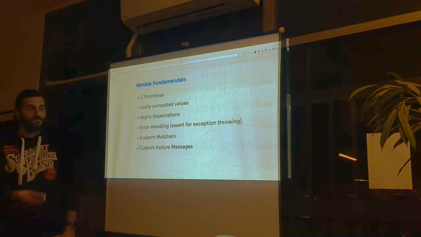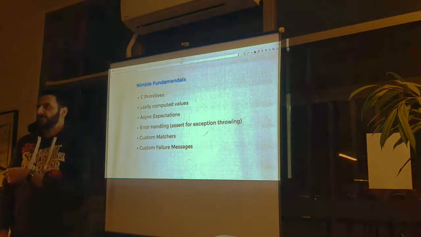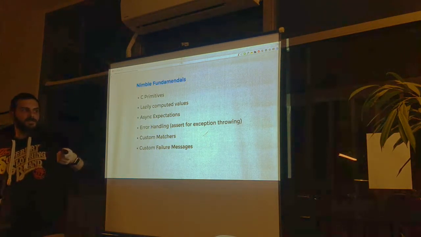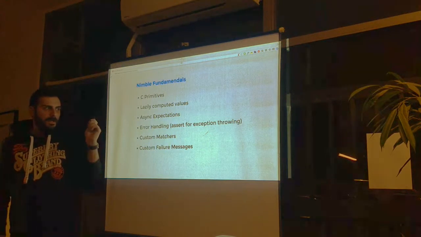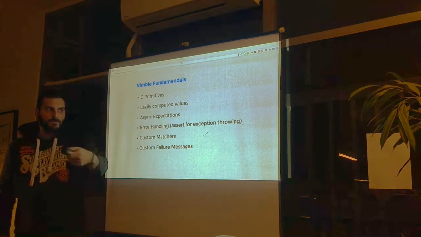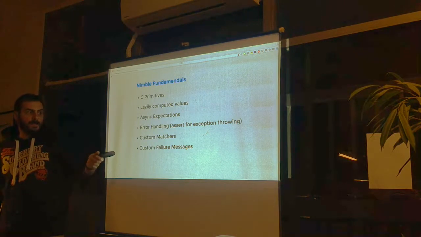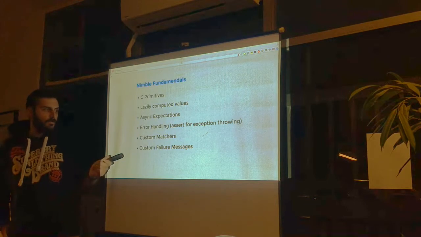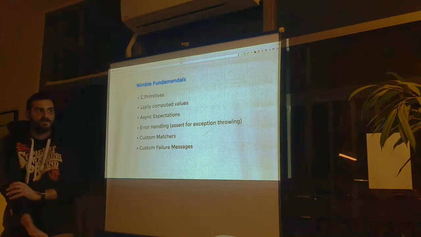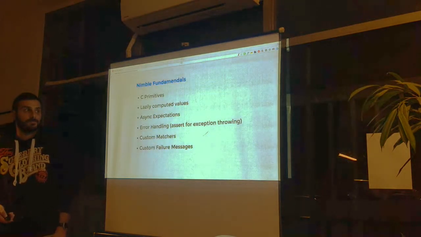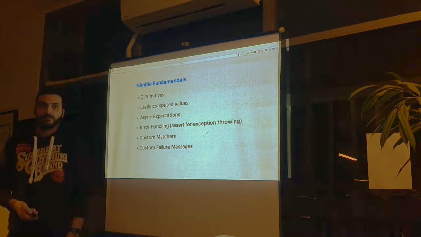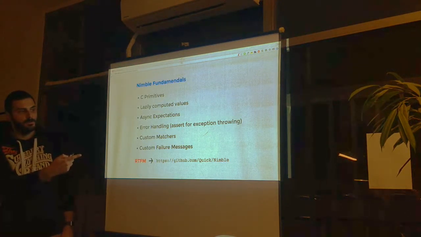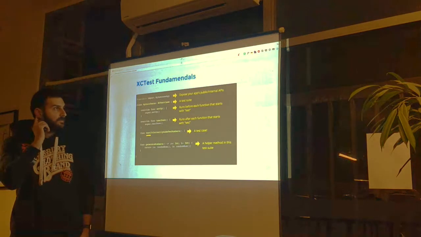And if you want to go further, it has support for C primitives, so CF string and that kind of APIs. It supports lazily computed values, it has async expectations, although they don't work very well. It has error handling, assertions for throwing, what Dimitris described earlier. You can write your own matchers, which is quite convenient to have complicated stuff going on. And you can have custom failure messages, if that helps you to log some variable or something. You can read the manual on the GitHub repository that they maintain.